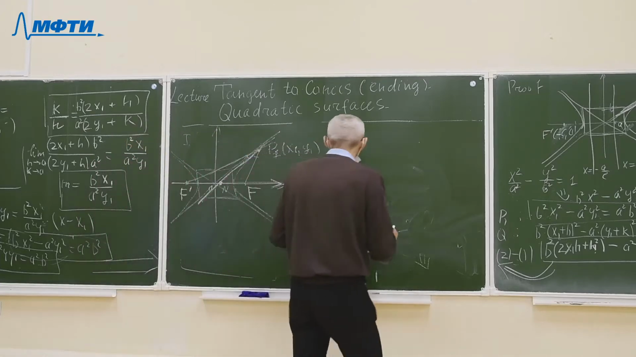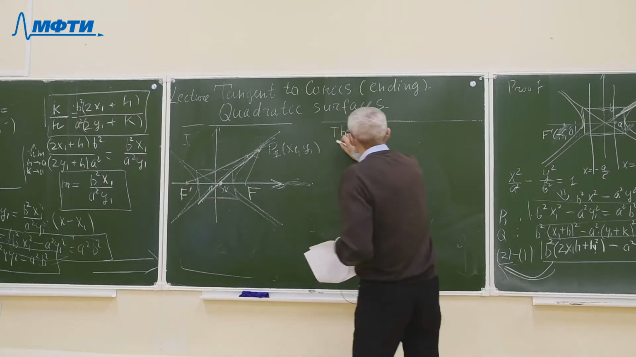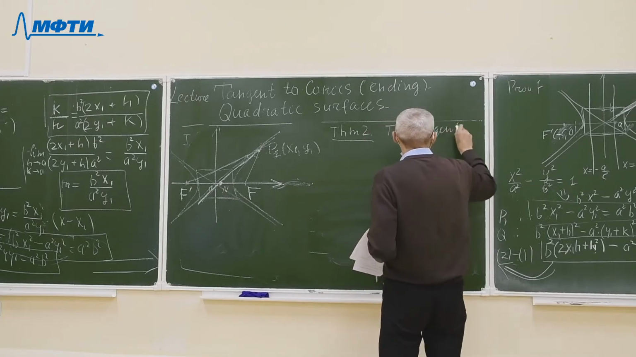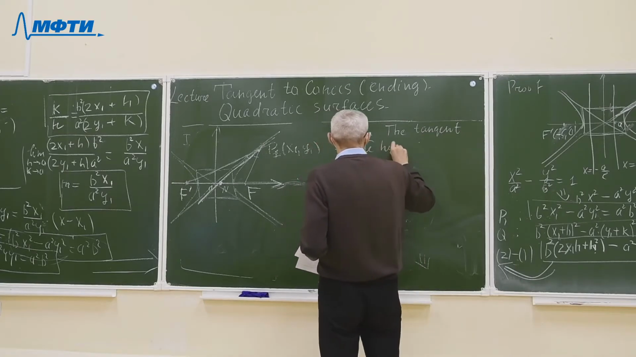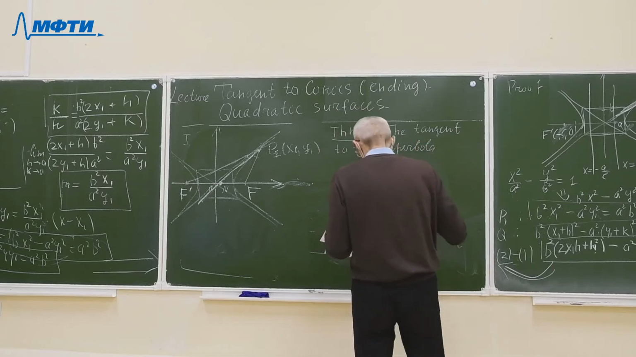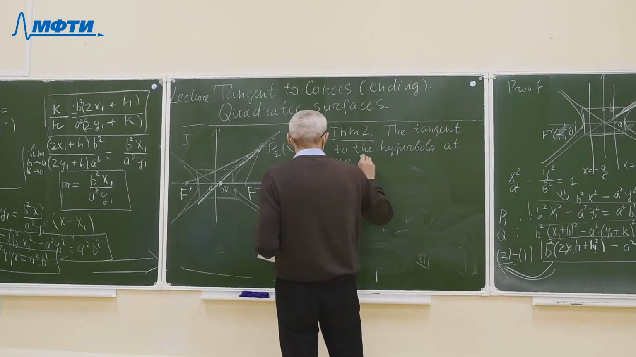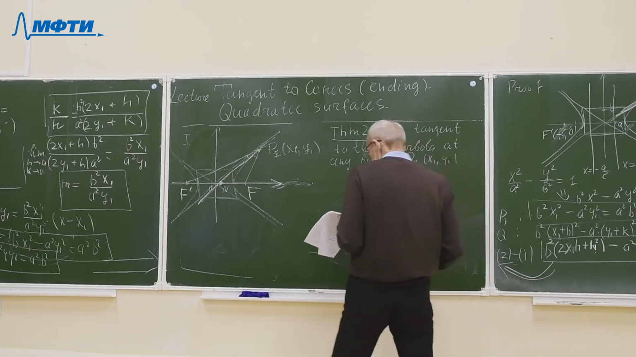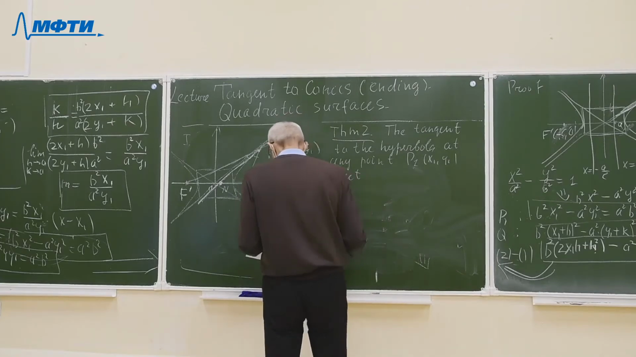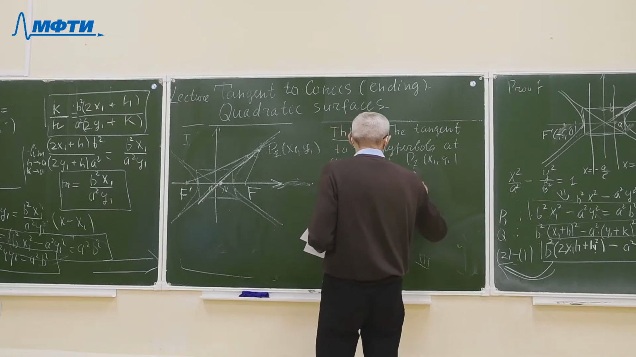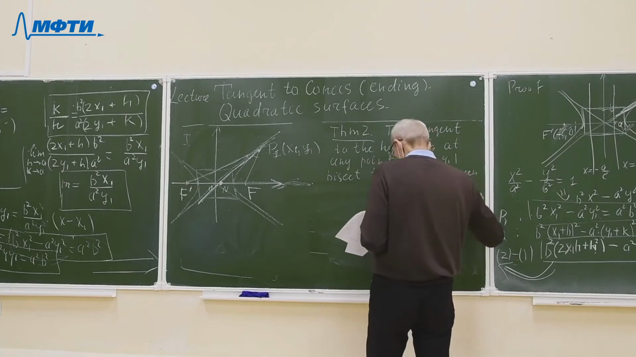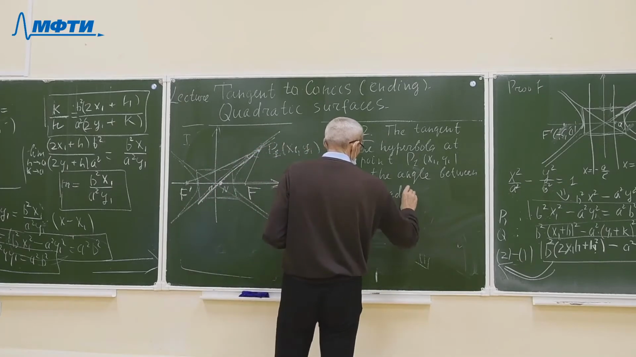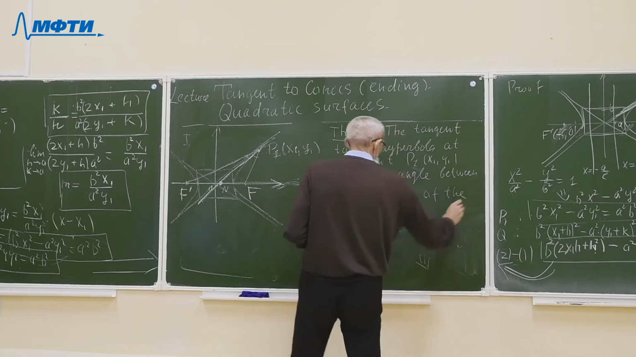And we have Theorem 2: the tangent to the hyperbola at any point P1 bisects the angle between the focal radii of the point.